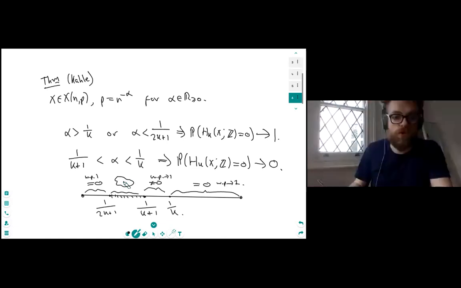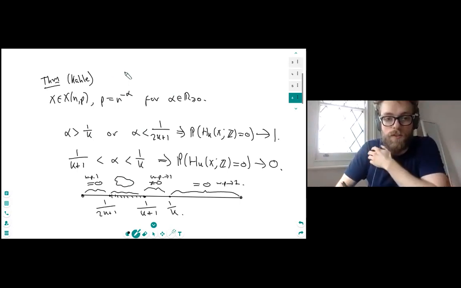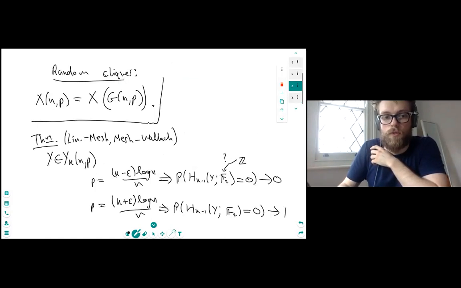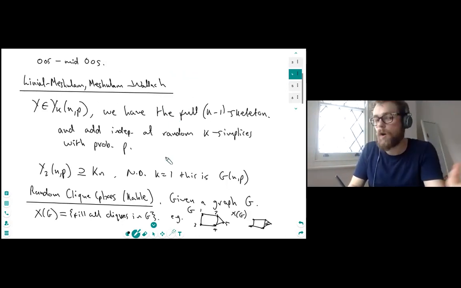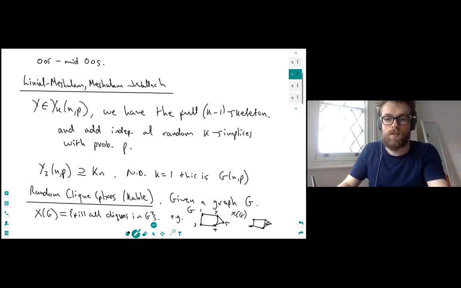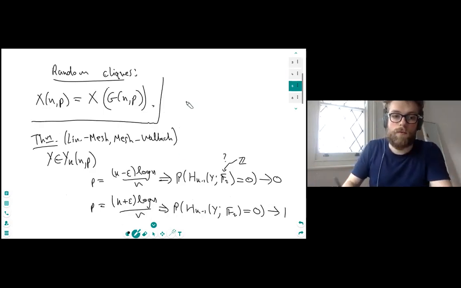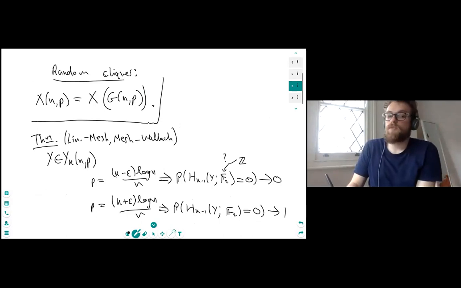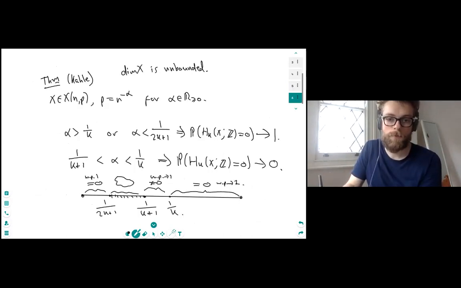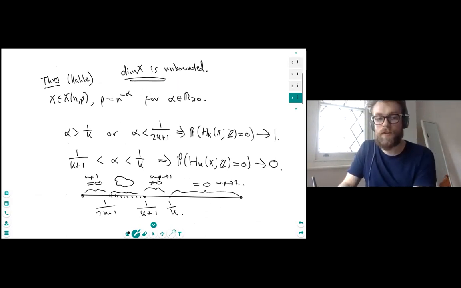over what happens. Also note that the dimension of the clique complex is in general unbounded, whereas for Meshulam-Wallach the dimension is either k minus 1 in a very unlikely case, or it's k. In the clique complex, the dimension is the size of the largest clique minus 1. So if you took p equal to 1, then you have the full graph, and so you would have the full simplex. And so the dimension there is n minus 1. So there's quite a difference between these two.